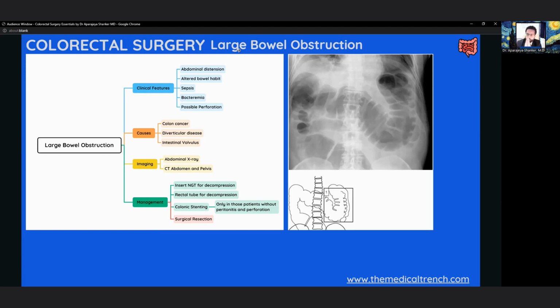Okay. So it is very important that if you see a patient who has abdominal distension, altered bowel habit, maybe has sepsis, you try to do a CT of the abdomen and pelvis. And if you can't do that, just do an abdominal X-ray and you will see it here. On the abdominal X-ray, you can see that there is an obstruction cutoff point here somewhere. And here you can see that there is a massive amount of obstruction. What exactly the obstruction is, I'm not able to see, but it could be anything.